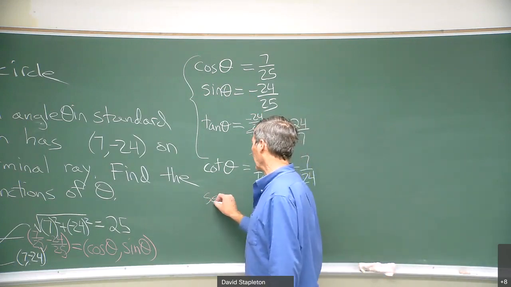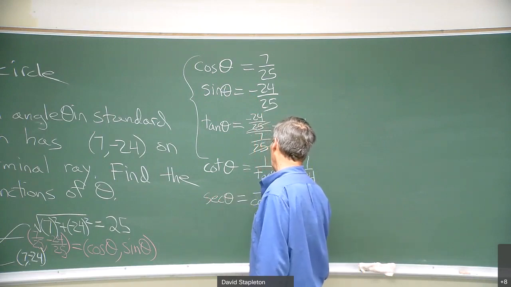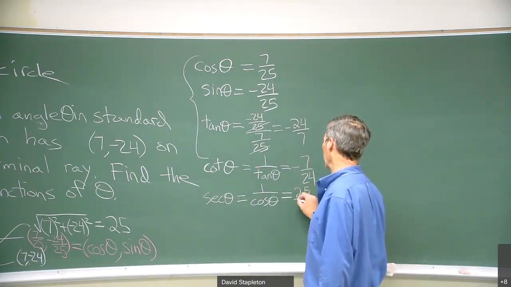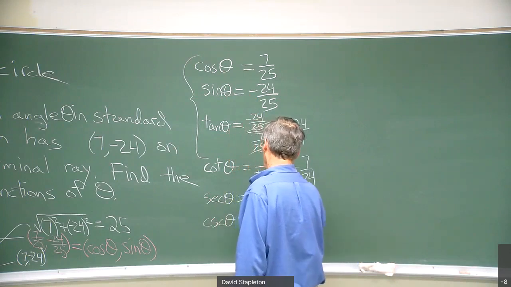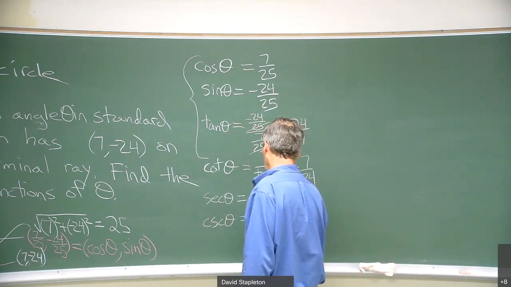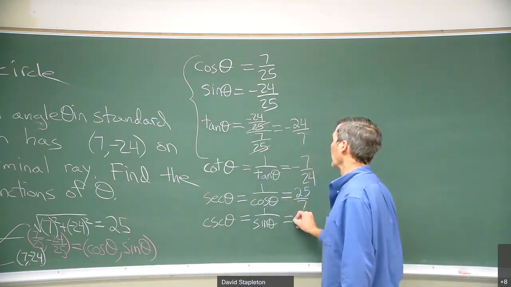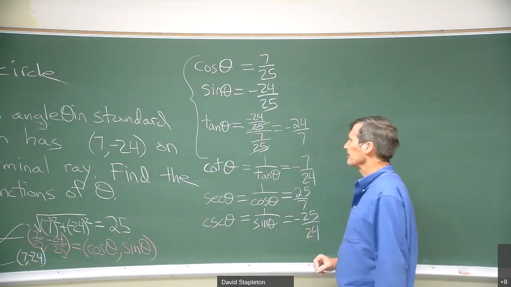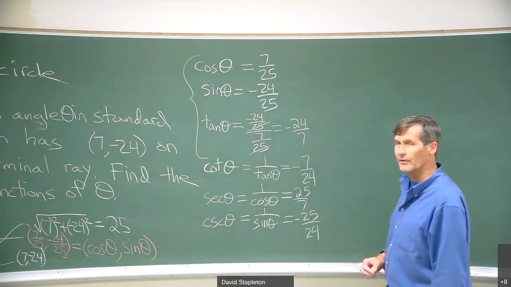The secant theta, recall, was 1 over the cosine of theta. So we turn this one upside down and get 25 over 7. And the cosecant of theta was the reciprocal of sine. So we turn this one upside down and get minus 25 over 24. There's the value of the 6 trig functions for this angle.